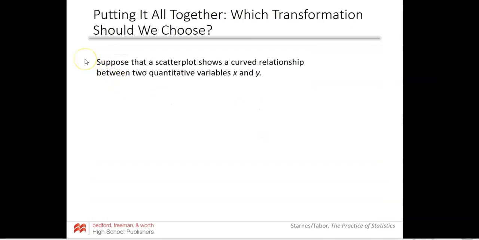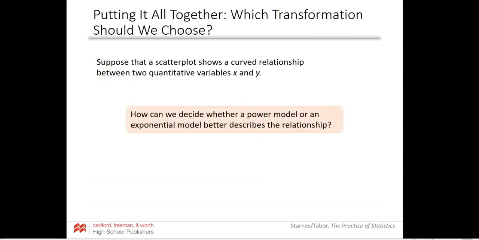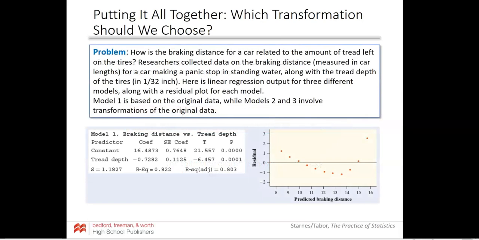Suppose a scatter plot shows a curved relationship between the variables x and y. So the first one here is just braking distance versus tread depth. They're talking about braking distance correlated to the amount of tread left on the tires. So researchers collect data on braking distance along with the tread depth. And here's the linear regression. You can see this seems to be some kind of curved, non-linear pattern here.